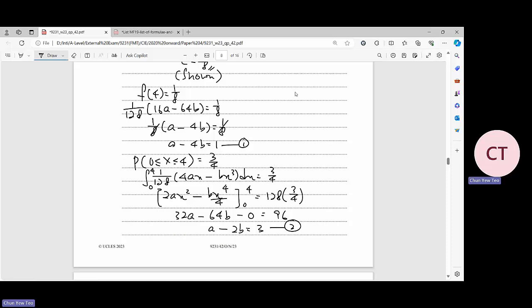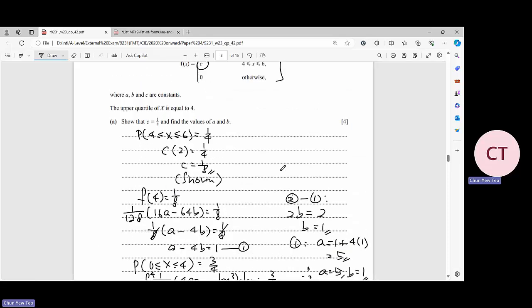I think I continue over here. Take equation number 2 minus equation number 1. You will get 2B equals 2, so your B is equal to 1. From equation 1, you get A is equal to 1 plus 4B, so your A is 5. Therefore, your A is 5 and your B is 1. So that is the answer for part A.